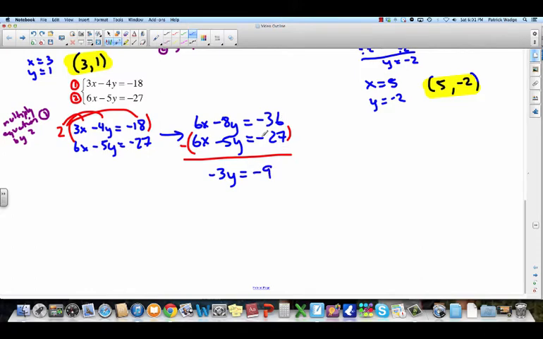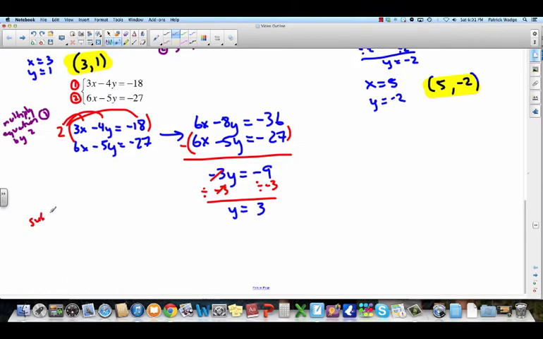Be careful here, how are you going to solve this? This is negative 3 times y, so we have to do the opposite. We need to divide by negative 3, and divide by negative 3. So these cancel, and what you're left with is y equals 3. Great. Now we need to figure out what x is.